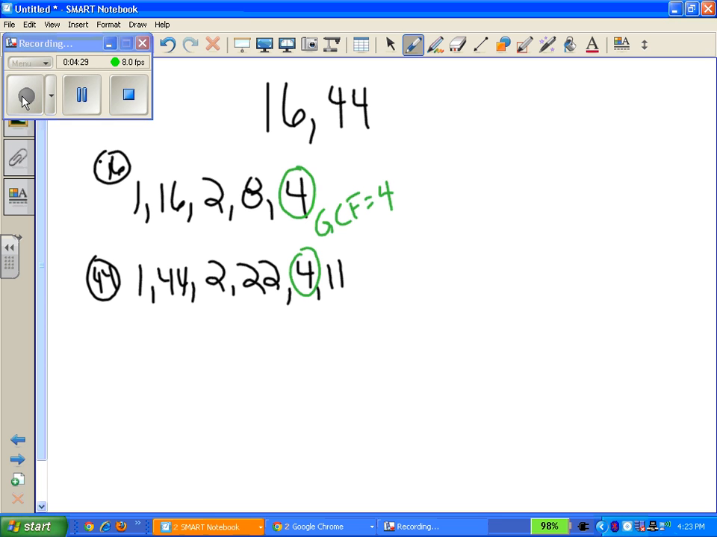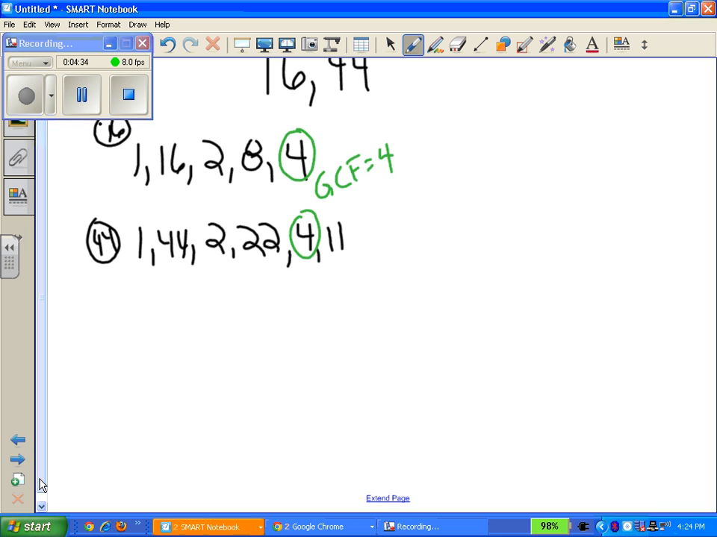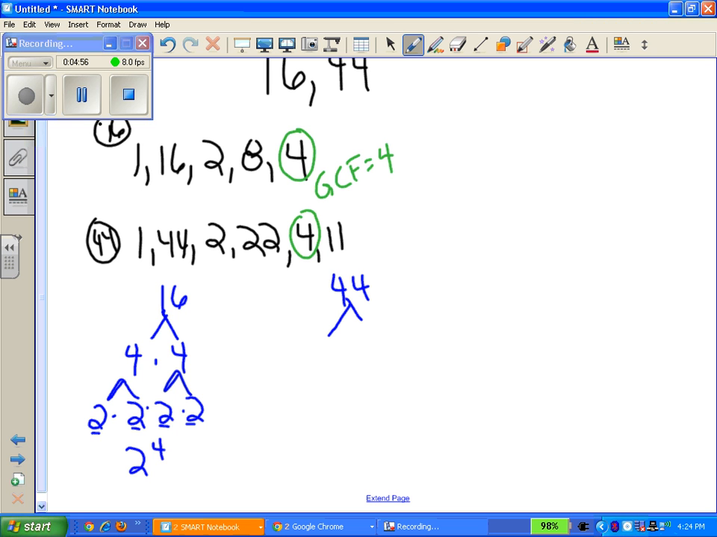Now we're going to break down this problem using prime factorization. So we'll start with the number 16, and we'll break that down. We'll just do 4 times 4. I can break that 4 down into 2 times 2, and this 4 into 2 times 2. So we actually have 2 times 2 times 2 times 2, or 2 to the 4th power. And then 44, we will break down. That breaks down into 4 times 11. 11 is prime. 4 is 2 times 2. I'll bring down this 11 so I don't forget about it.